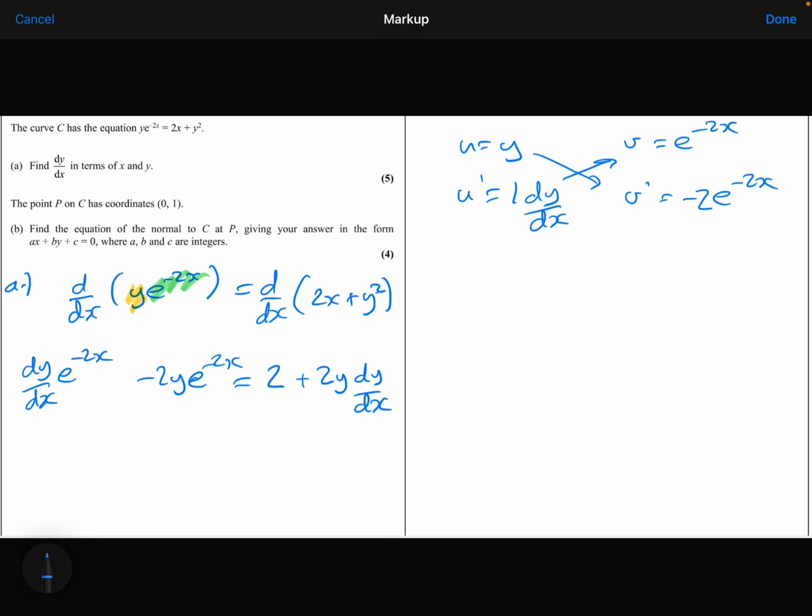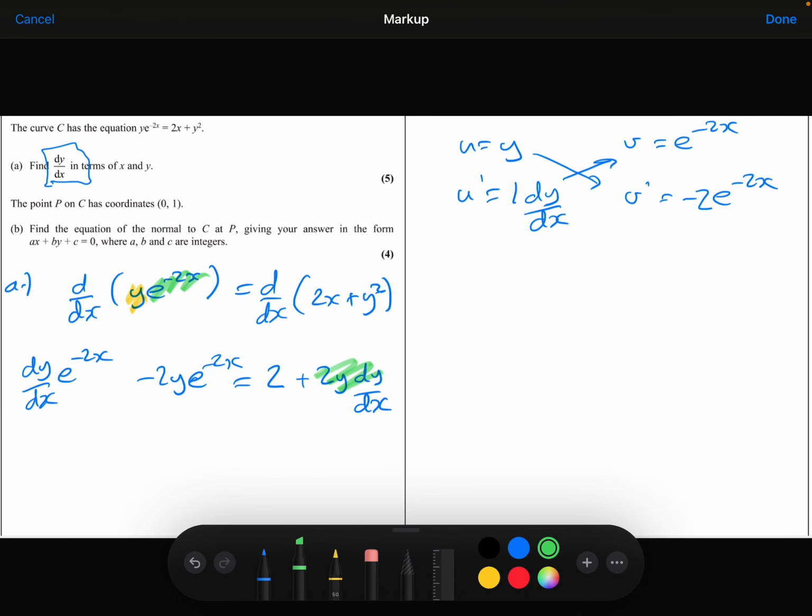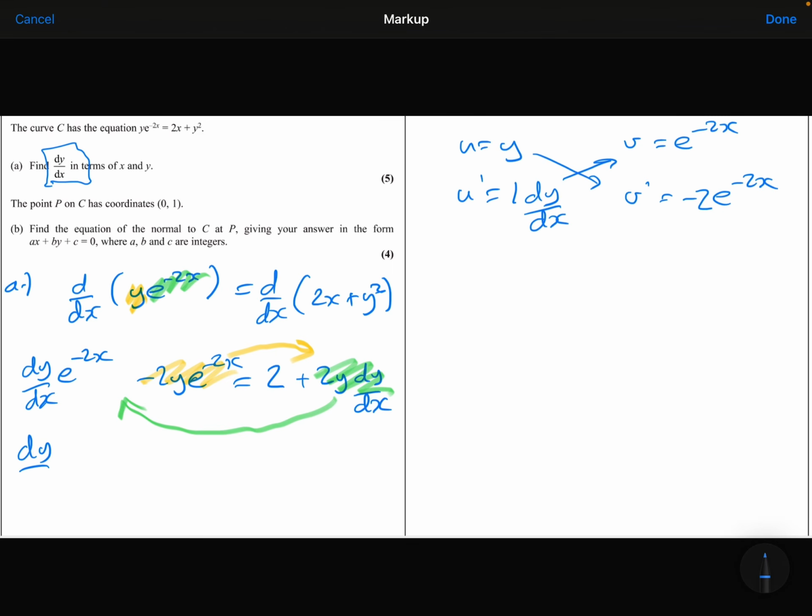Now all I want to do is move everything that has a dy by dx onto one side of the equation because I want to make that the subject. I want to find dy by dx in terms of x and y. So basically I'm going to take this term, move it over to the left, and this term here doesn't have a dy by dx, so we'll move that to the right. So we'll get dy by dx e to the minus 2x, minus 2y dy by dx is going to equal 2 plus 2y e to the minus 2x.